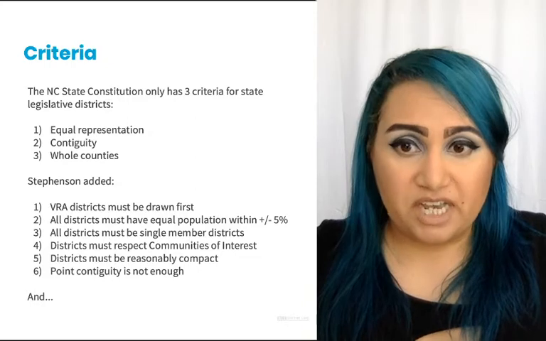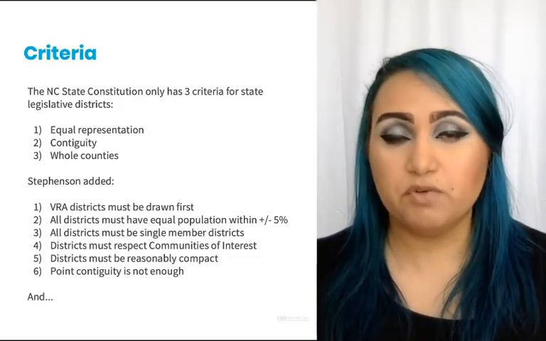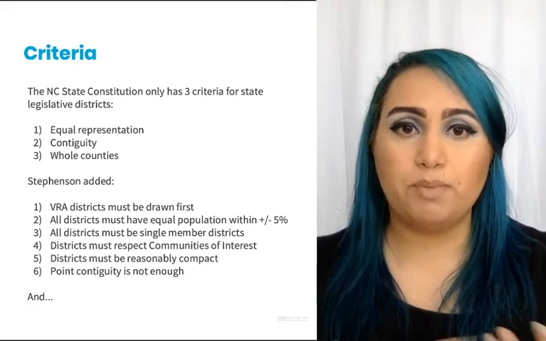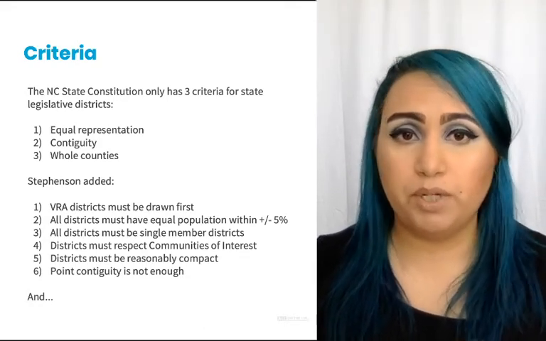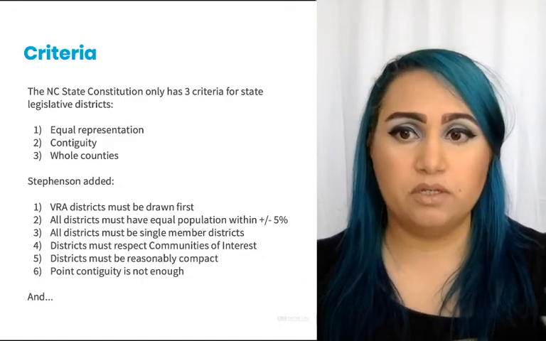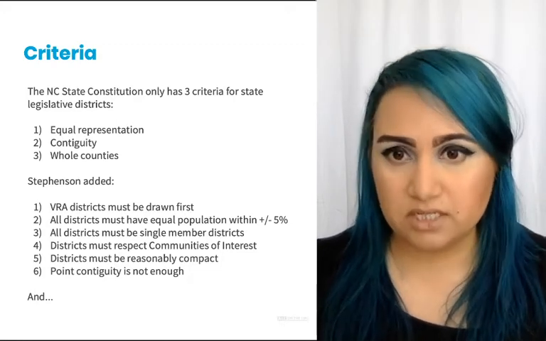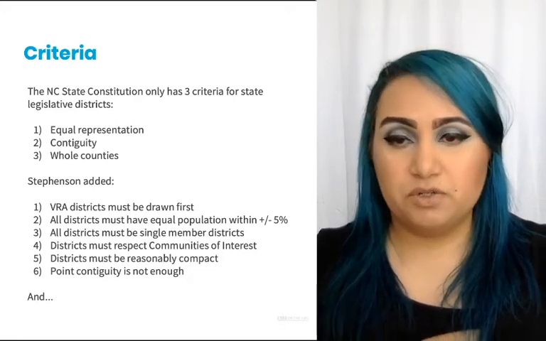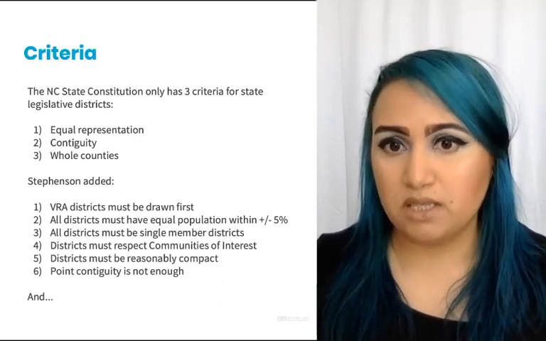And the districts have to respect communities of interest. Communities of interest is this big concept in redistricting that we will talk about more, but basically communities of interest can be things like political communities like cities, municipalities, it could be things like neighborhoods, it could be geographical areas, lots of different things. So the districts have to respect communities of interest. It wasn't a very specific standard, but it was in there.